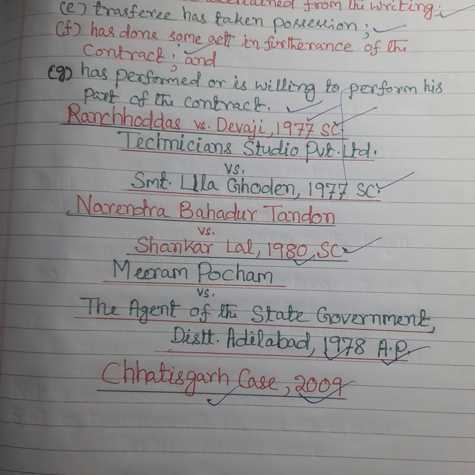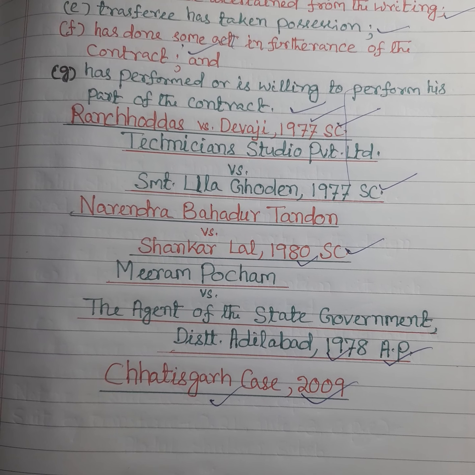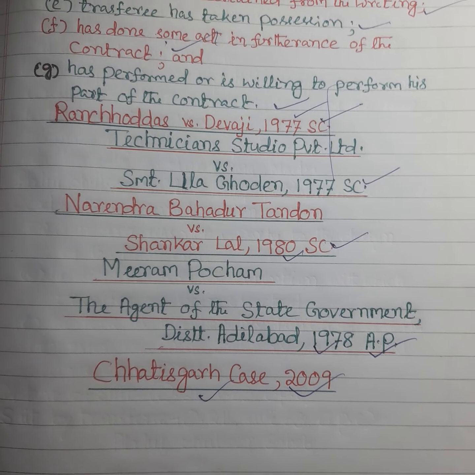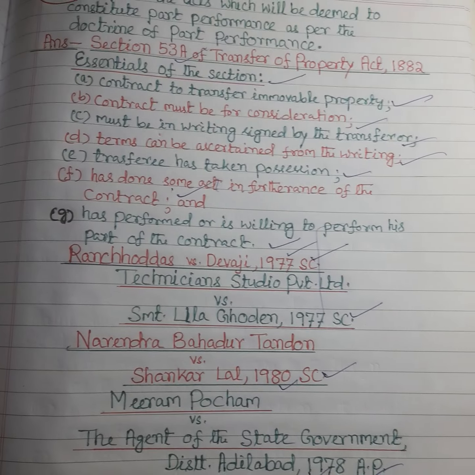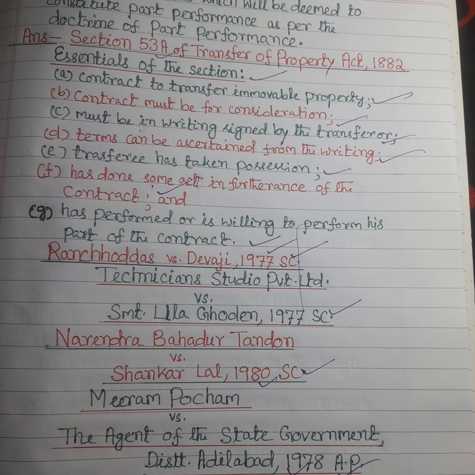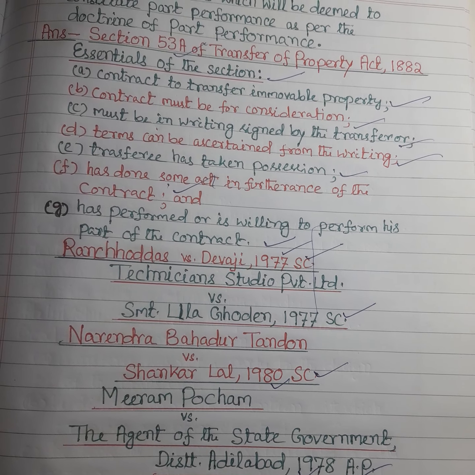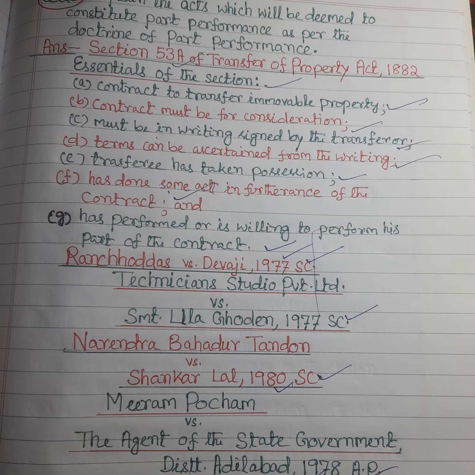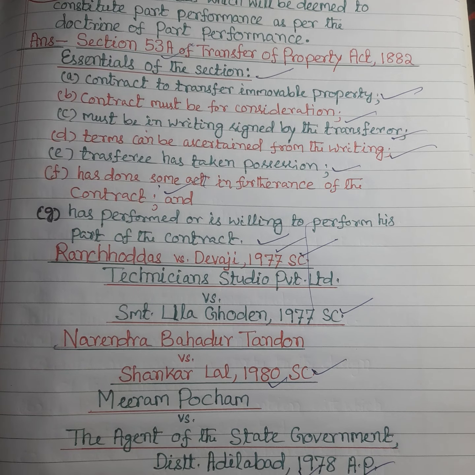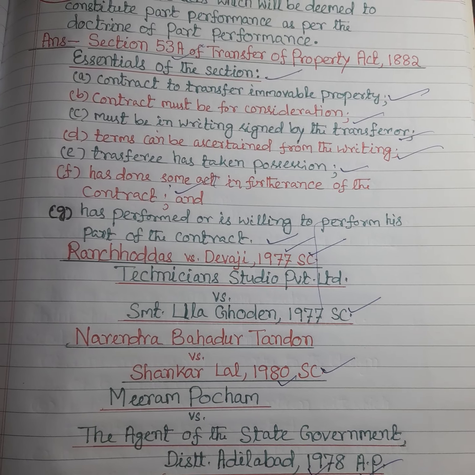So this is all about the doctrine of part performance as provided under section 53A of the Transfer of Property Act. And as regarding the very question, explain the acts which will be deemed to constitute part performance as per the doctrine of part performance, it would be the relevant and appropriate answer to this question relating to the very provision of section 53A of the Transfer of Property Act 1882.